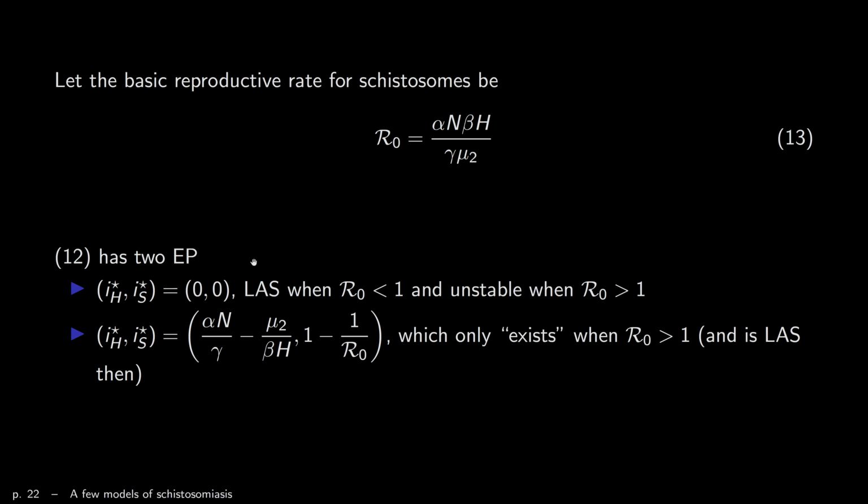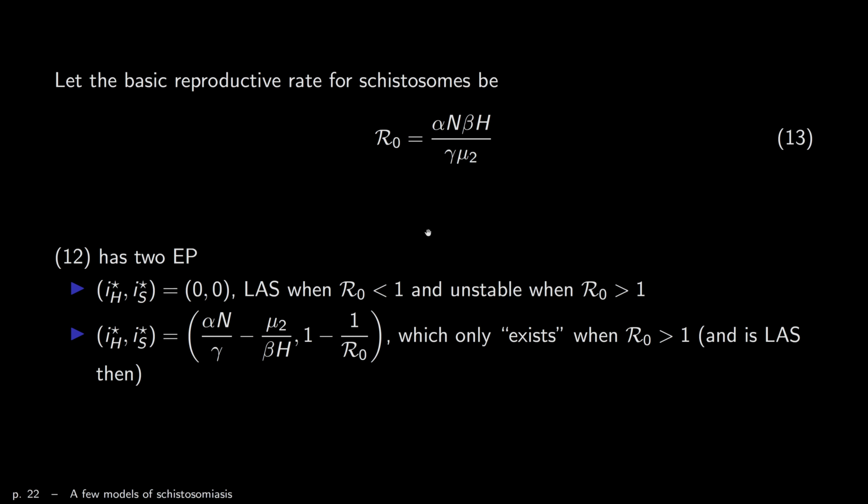And the behavior of this model is very classic. We have an equilibrium without disease. Okay, this is the disease-free equilibrium. There's no humans bearing schistosomes. The mean number of schistosomes per human is 0, and the proportion of snails bearing the schistosome is 0. And that equilibrium point is locally asymptotically stable when this number R0 is less than 1, and it's unstable when R0 is bigger than 1.